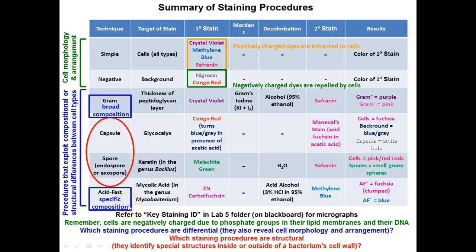Acid-fast is a very specific composition of the cell wall, right? That cell wall contains mycolic acid. And we know one genus of bacteria that have this, and that's your mycobacteria. That's why when we get a positive acid-fast, right away you should think mycobacteria. Right? That one's really easy. Most of you guys had a negative result, right? Because only one person had mycobacteria.